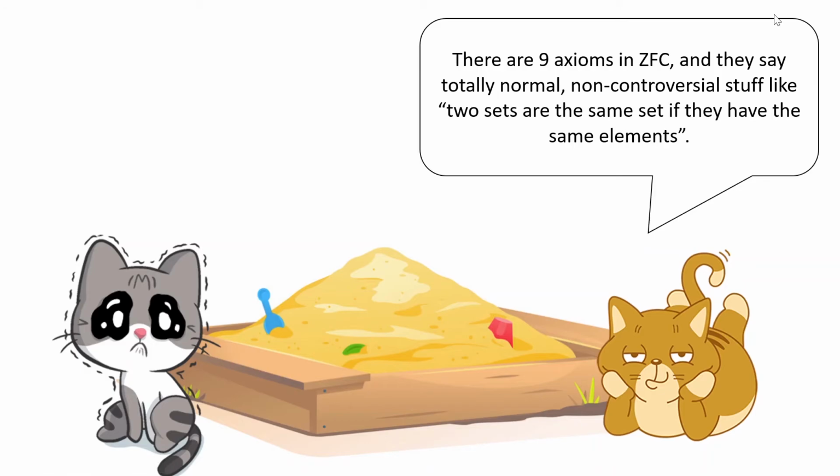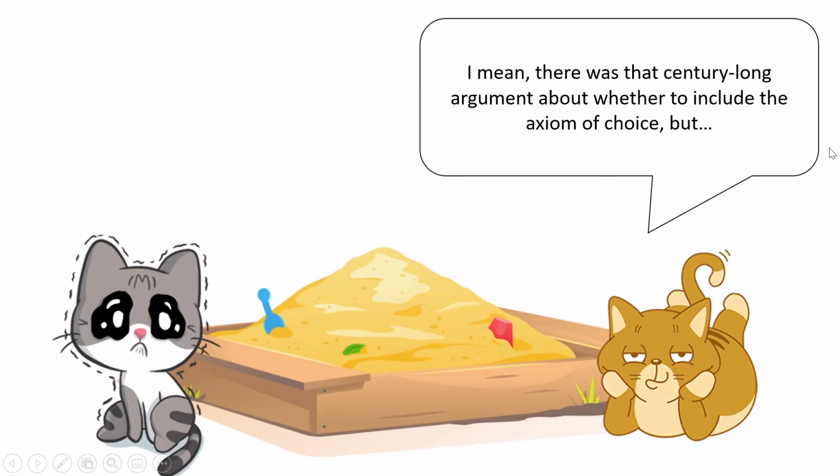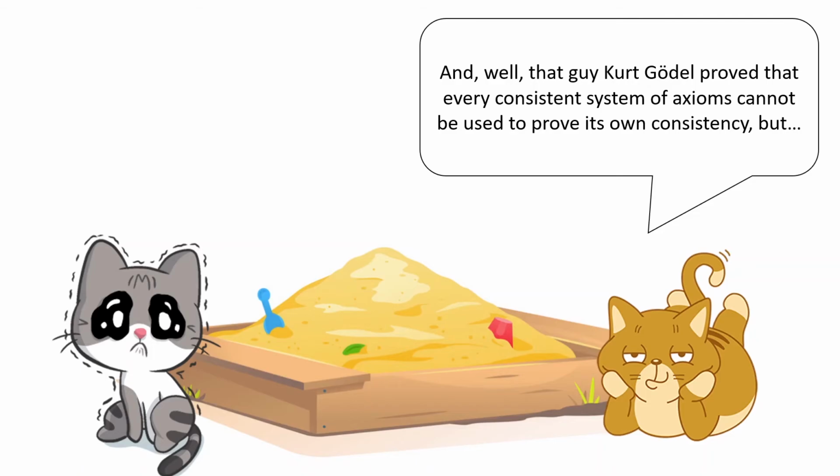There have been in the past some kind of controversies about ZFC, like for example, there was almost a century-long argument about whether to include the axiom of choice. And of course, Gödel, uber famous guy from the early 20th century, proved that every consistent system of axioms cannot be used to prove its own consistency.